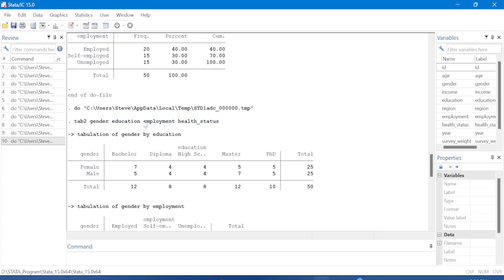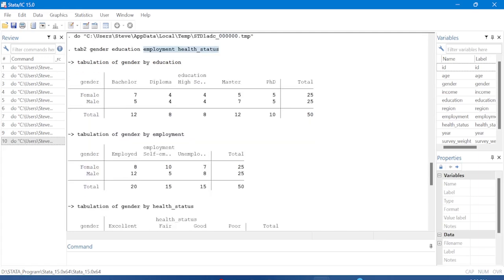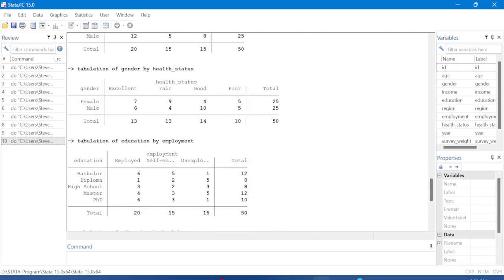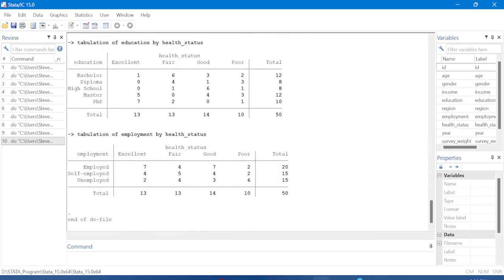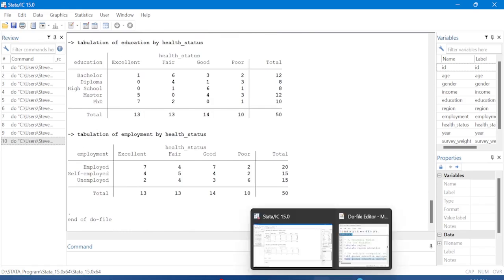Which means we have several tables here. We have table number 1 for gender and education, table number 2 for gender and employment, table number 3 for gender and health status, table number 4 for education and employment, table number 5 for education and health status, and table number 6 for employment and health status. So table 1 is here, table 2, table 3, table 4, and finally the last one. I hope now you understand the difference between tab2 and tab1.